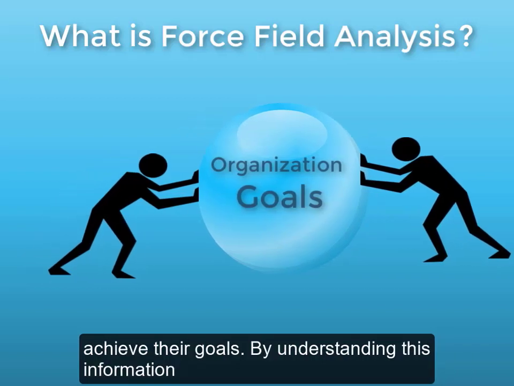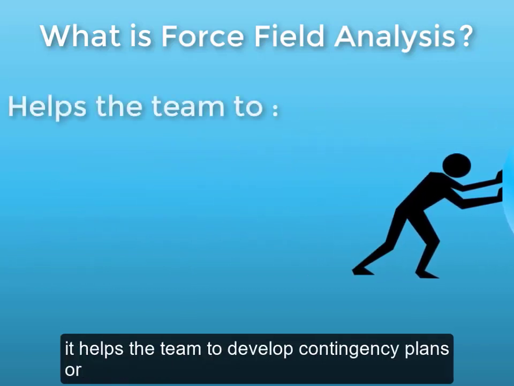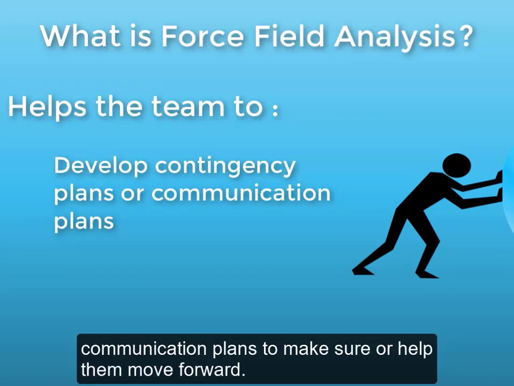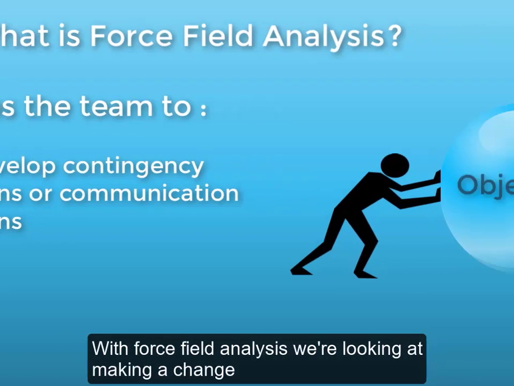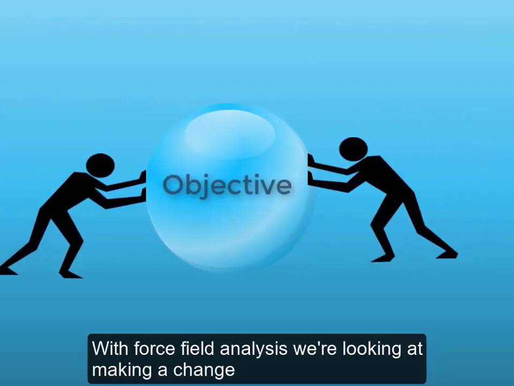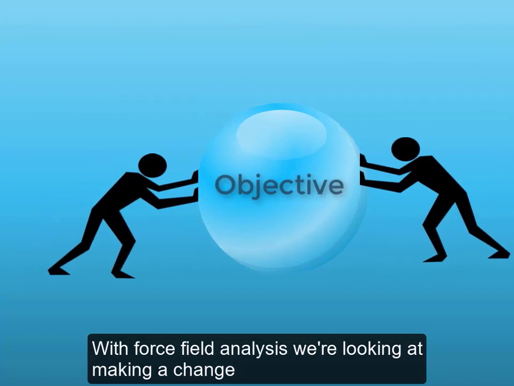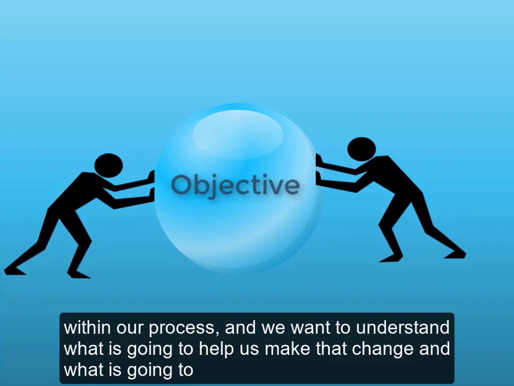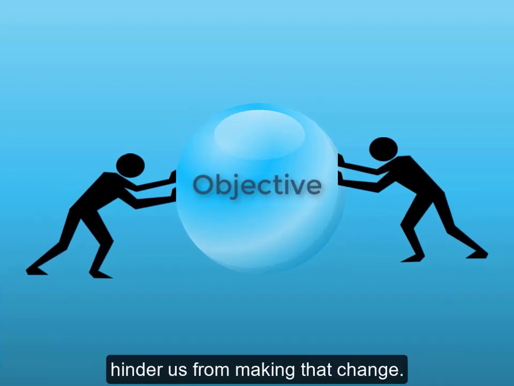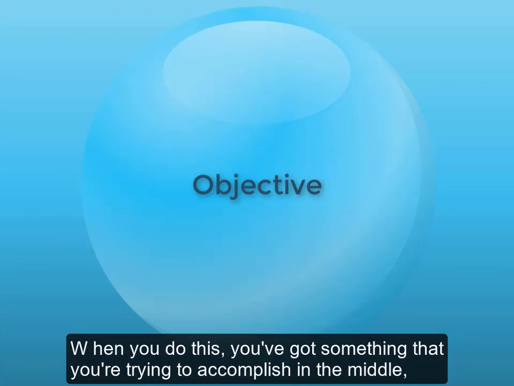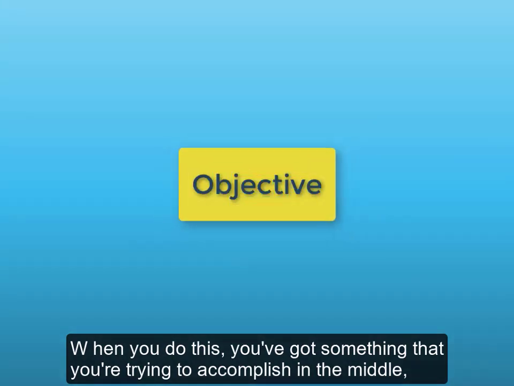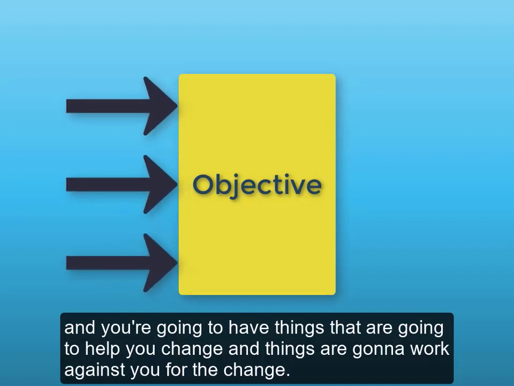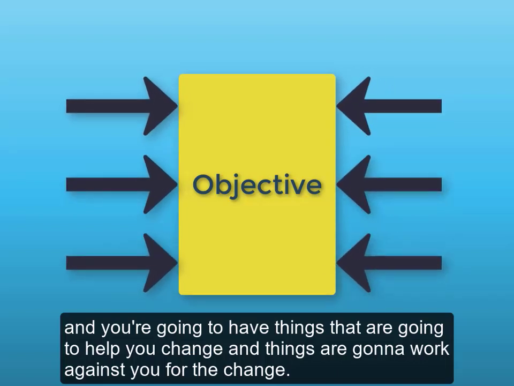By understanding this information, it helps a team to develop contingency plans or communication plans to help them move forward. With a force field analysis, we're looking at making a change within our process, and we want to understand what's going to help us make that change and what's going to hinder us from making that change. When you do this, you've got something that you're trying to accomplish in the middle, and you're going to have things that are going to help you change and things that are going to work against you for the change.